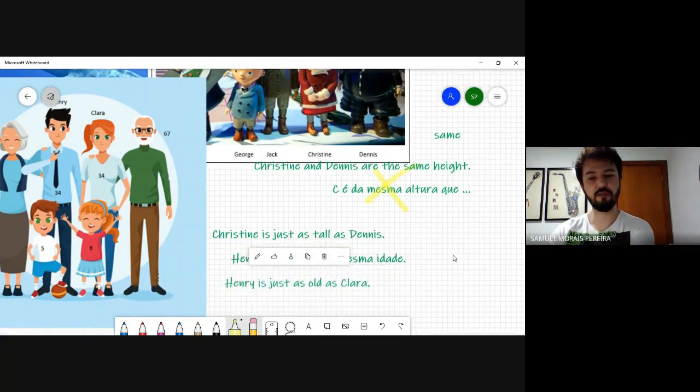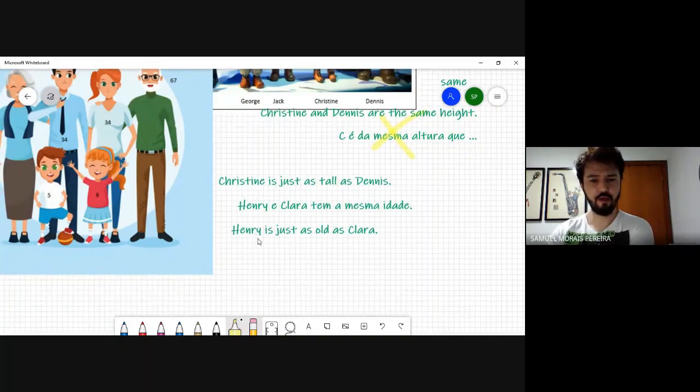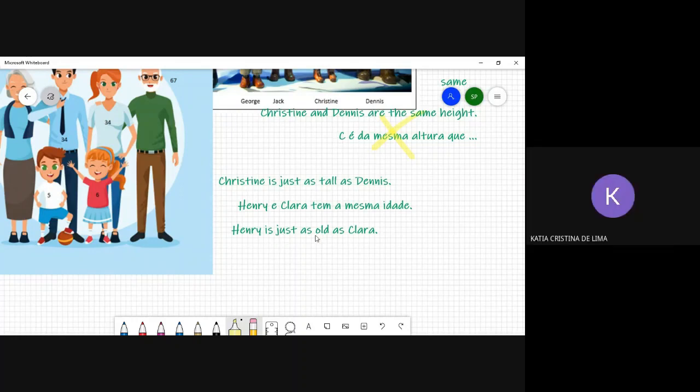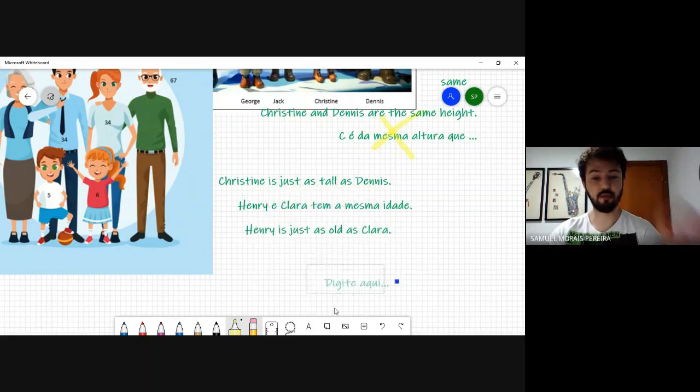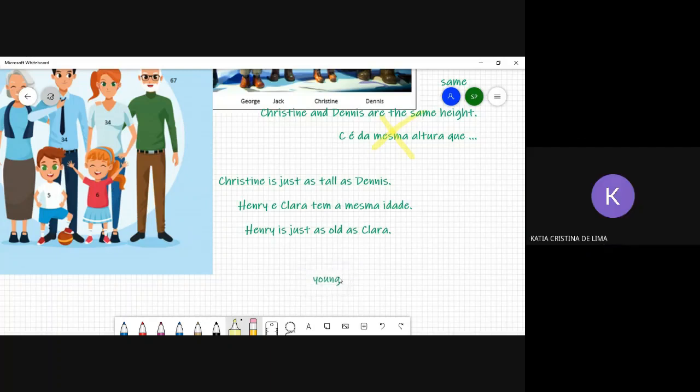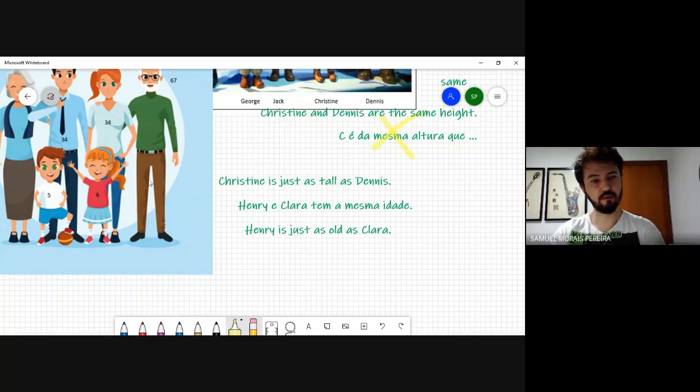Tá vendo, pessoal? Aí você pensa assim, mas professor, aqui tá escrito Henry é tão velho quanto a Clara? Sim, é assim que eles falam. Só que em português a gente não fala isso. A gente fala... Eu poderia falar é tão jovem? Pode, você pode falar jovem, só que você usa a palavra young, Kátia, young, quando você se refere a jovens mesmo e crianças, tá bom? Então, na verdade, você, de uma certa idade para cima, você usa old, mesmo que eles sejam jovens, tão jovem quanto, tudo bem?